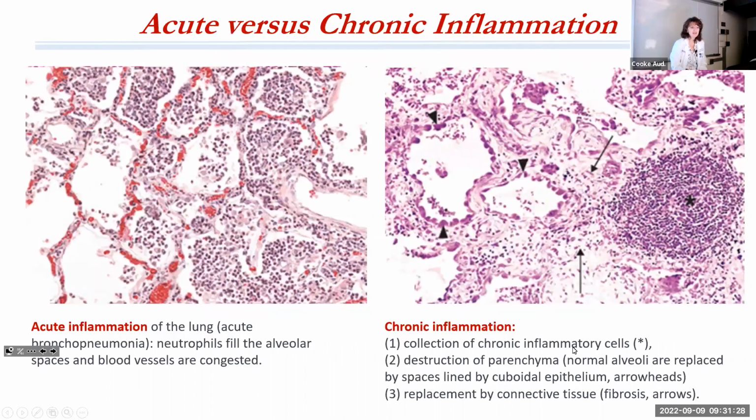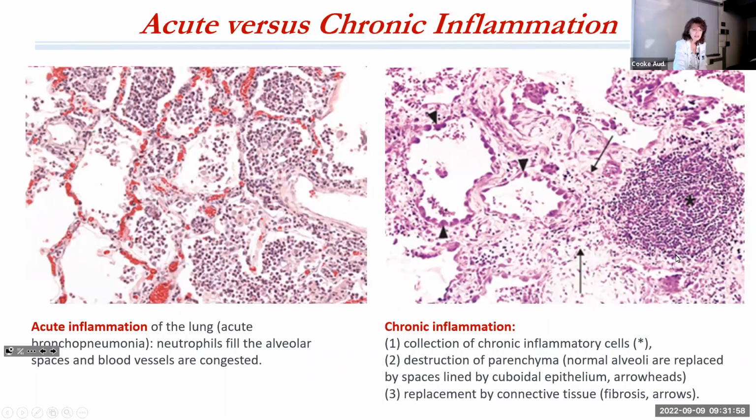Here's the comparison between acute and chronic inflammation. I hope that by now you can recognize the picture on the left as being an acute inflammation. We just looked at it. Alveolar spaces lined by these walls which contain dilated, congested blood vessels, and inside you see these neutrophils filling the alveolar space. Now, on the right side, you see a picture of chronic inflammation.